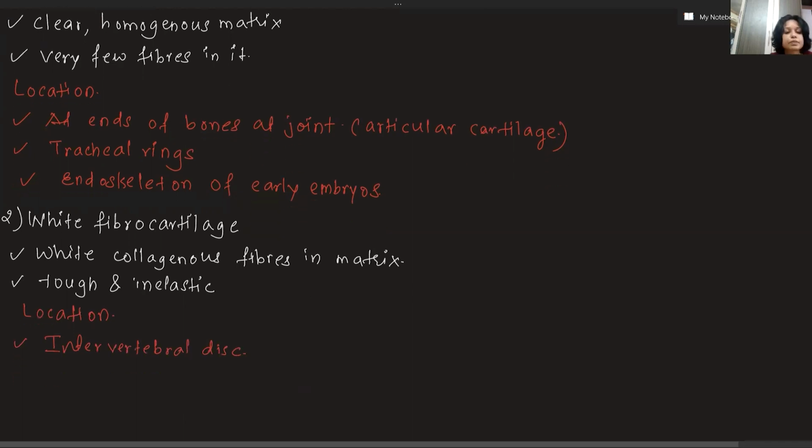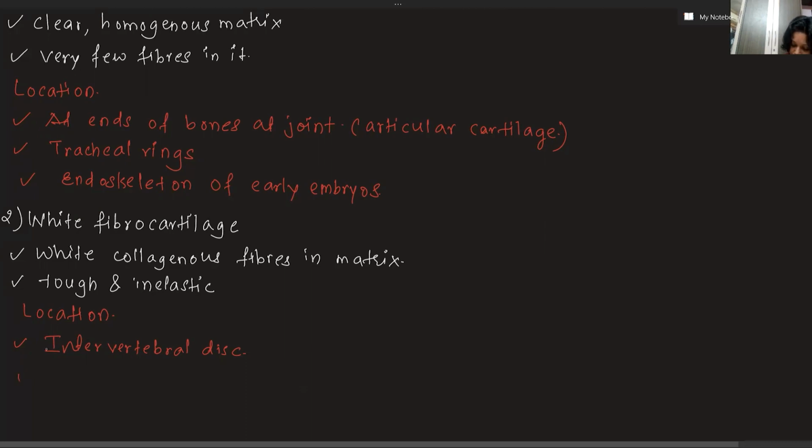Inter, in between. Vertebral, vertebrae. Vertebrae are the unit of vertebral column. And these vertebrae can undergo friction because of the movement of vertebral column. In order to avoid that friction, these vertebrae are separated by intervertebral disc. So it is a cushiony pad which protects the vertebrae of vertebral column from friction. So intervertebral disc is the first location.